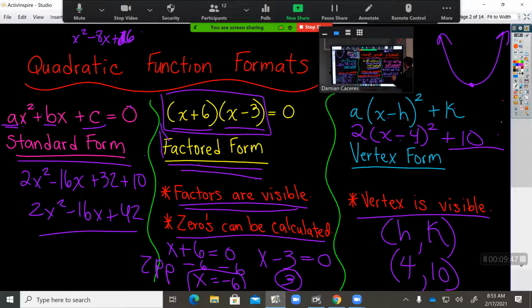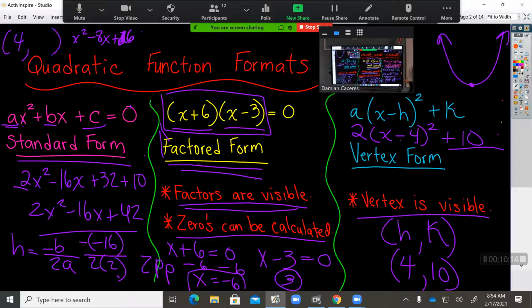To find h, you have to do negative b divided by 2a. So b is negative 16. So negative 16 divided by 2 times 2, because a is 2. Now, positive 16 divided by 4 equals 4. Are you with me? Did I get the same value for h? 4? 4. But in this case, I did it by looking. In this case, I had to work it out.